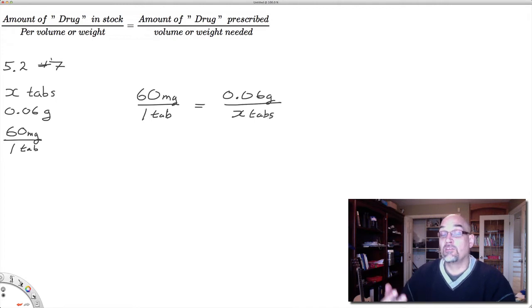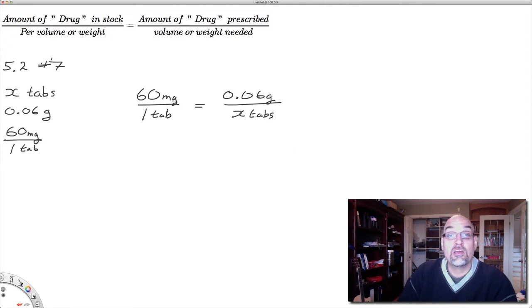Now here's where I run into an issue that I warned you about in the last video. Our units don't match up. I have milligrams and grams. So I have to convert one to the other. And this is where it's useful to always write down your units.